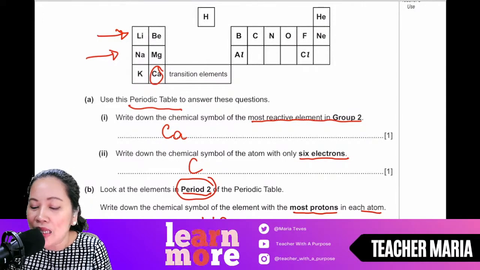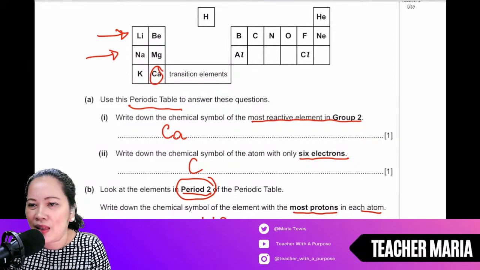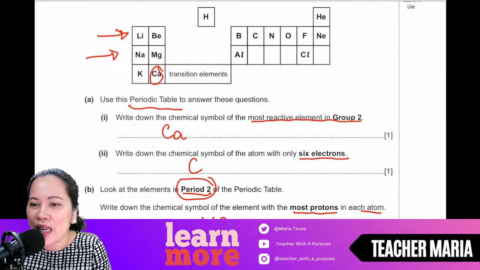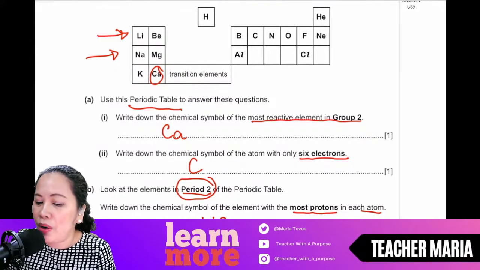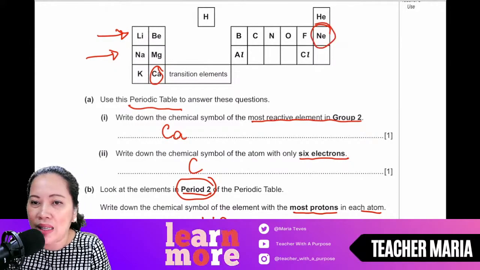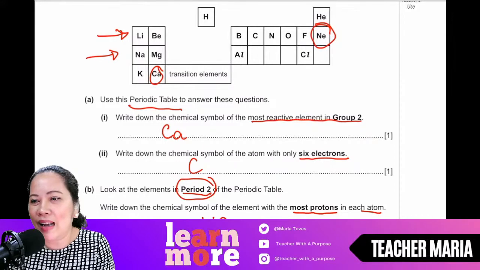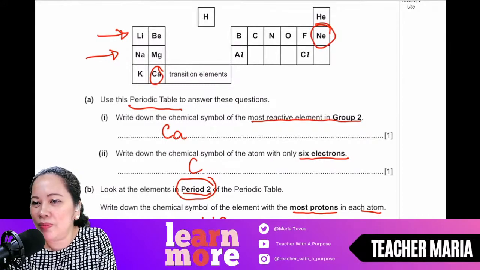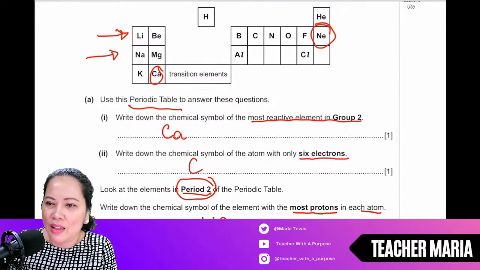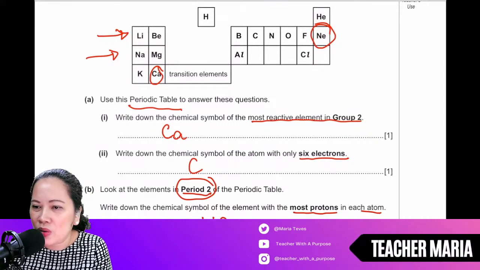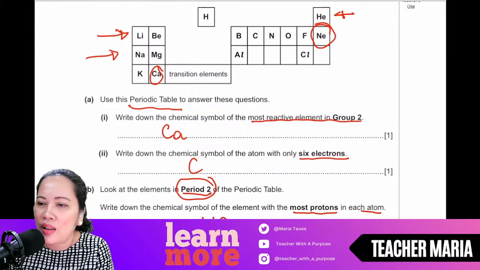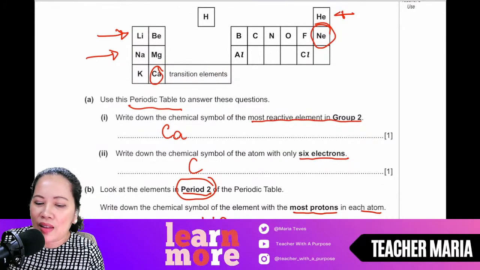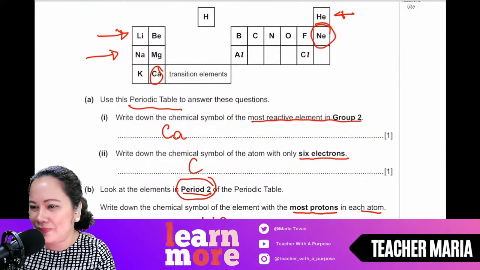Look at the elements in period 2. Not period 3, not period 4. Only period 2. So the most number of protons will be the ones on the last. No problem. Okay? I thought period 3 was 2. No, because you have He. That's your period 1. Your He and H is on top.